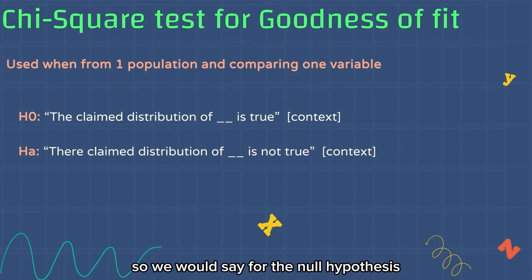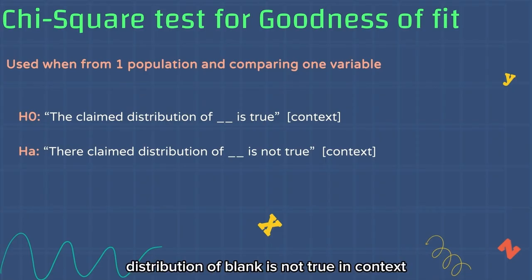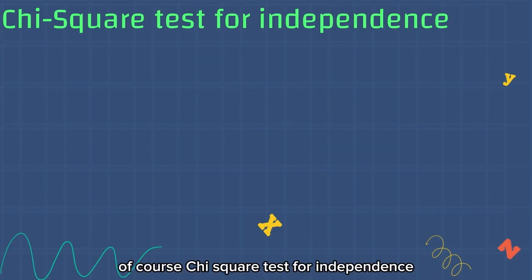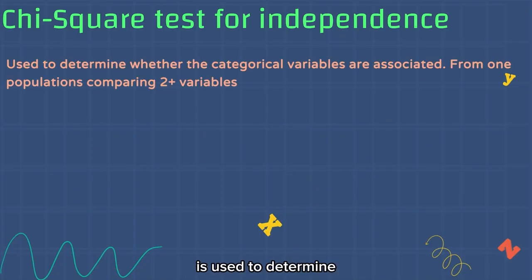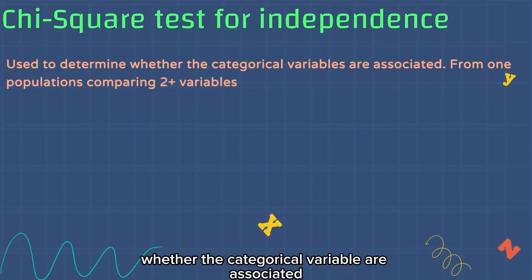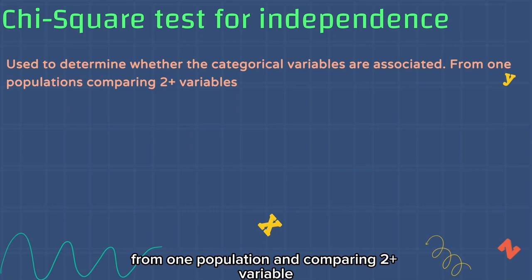For chi-squared for goodness of fit, it's used from one population and comparing one variable. So we would say the null hypothesis is that the claimed distribution of blank is true. And for the alternative hypothesis, we say the claimed distribution of blank is not true, in context, of course. Chi-square test for independence is used to determine whether the categorical variables are associated from one population and comparing 2 plus variables.